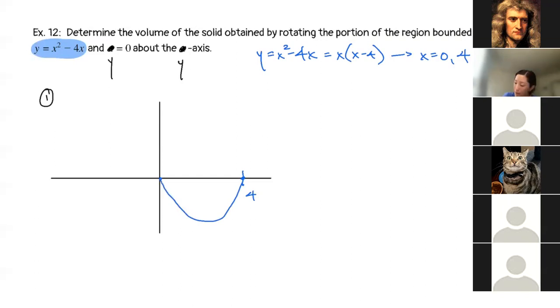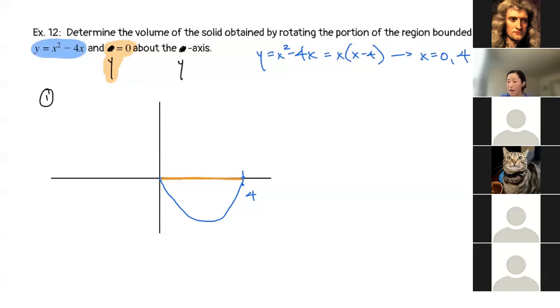Now we also have this function y equals 0. What might that look like on our graph? That's going to be our x-axis precisely. So y equals 0 is going to be somewhere here.